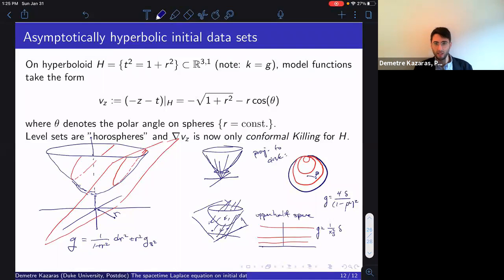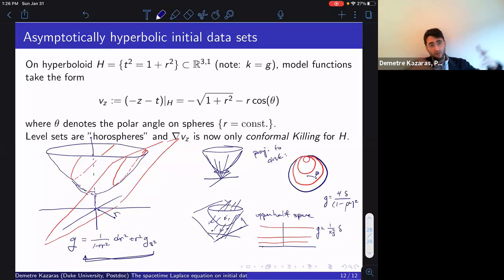Let's take a look at this function a little bit more carefully. So let's take a look at the level sets. Here I draw a picture on the left. By the way, the hyperbolic metric in these coordinates, where r is the distance in the xyz plane, can be written like this: 1 over 1 plus r squared, dr squared, plus r squared times the round metric on the sphere of radius 1.